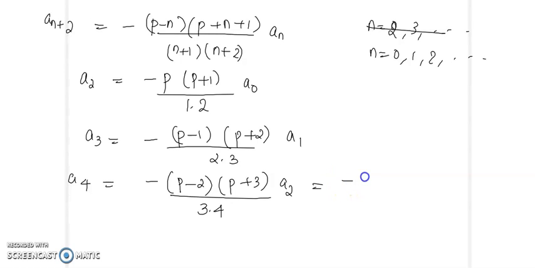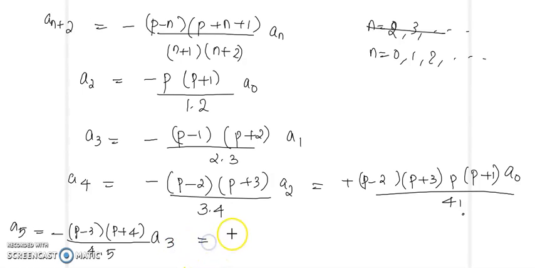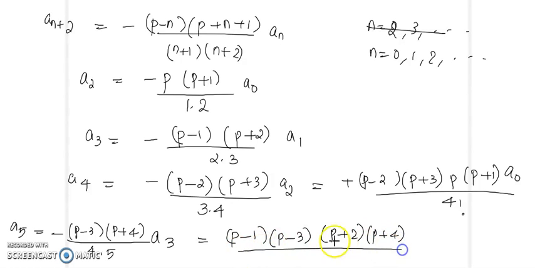So multiplying a2, you will get plus sign, (p-2)(p+3) p(p+1) a0 by 4 factorial. And again when you find a5, it will be minus (p-3)(p+4) by 4 into 5 a3. Now substituting a3, you will get plus sign, (p-1)(p-3)(p+2)(p+4) by 5 factorial into a1 will come.